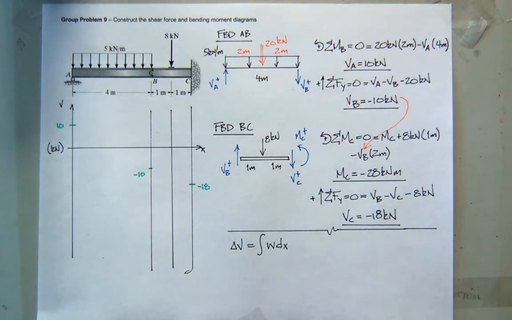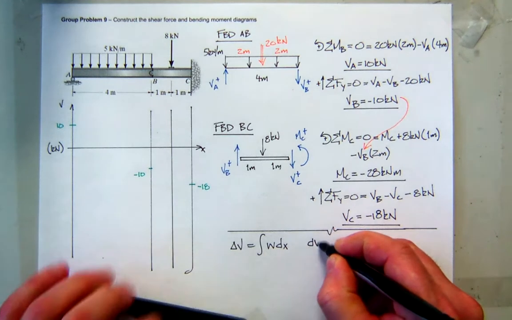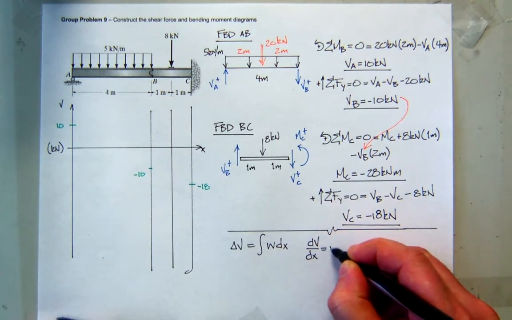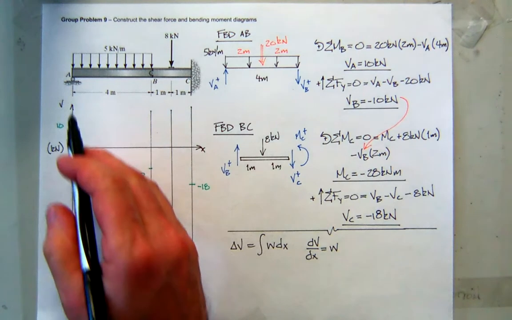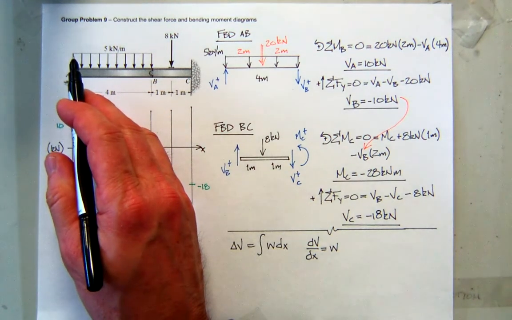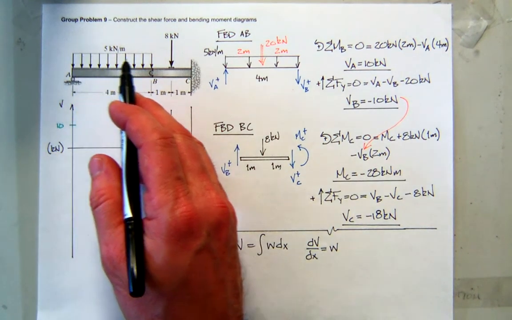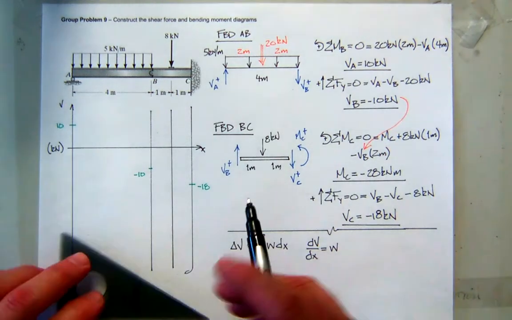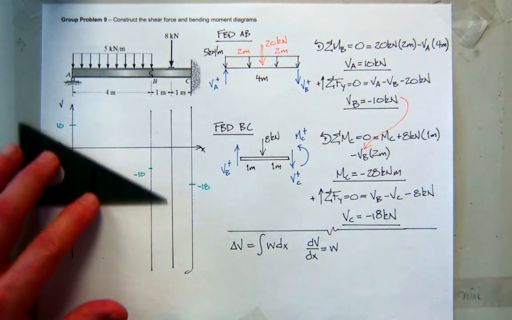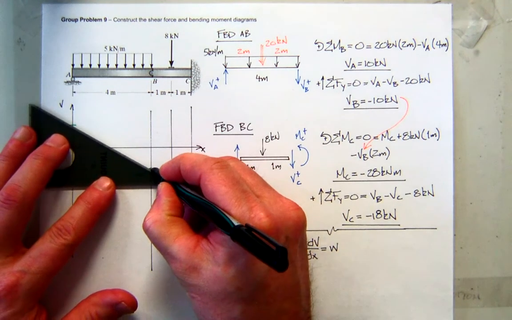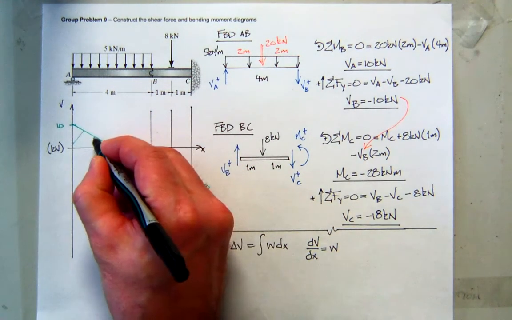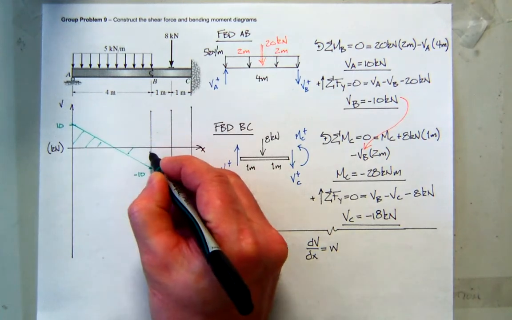That's great. We also know that the slope of the shear diagram is equal to the load. Well, what's the load when we start? It's 5, and it stays constant all the way through. So the slope is constant. And is the load positive or negative? Negative. So I get a negative slope. So there's my shear diagram for the first 4 meters.